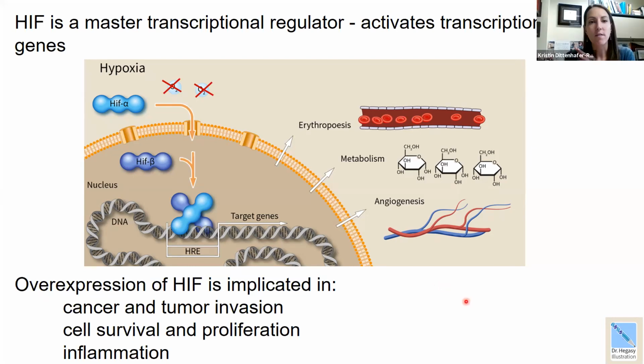With all things, we have a balance. We do want HIF in times of oxygen depletion, but we also see overexpression of HIF in a number of disease contexts, including cancer and tumor invasion, things like cell survival and proliferation, which can be good, right, in embryonic development or in a normal state, but can be bad when we're thinking about something like cancer. We also see HIF being implicated in a variety of inflammation and inflammatory diseases.